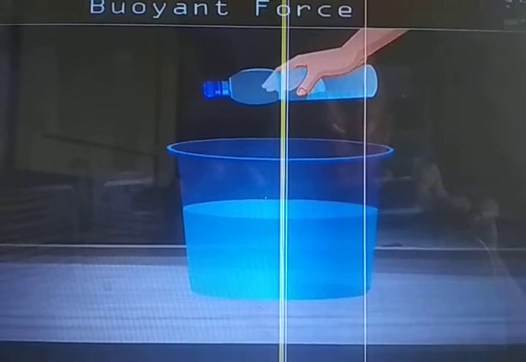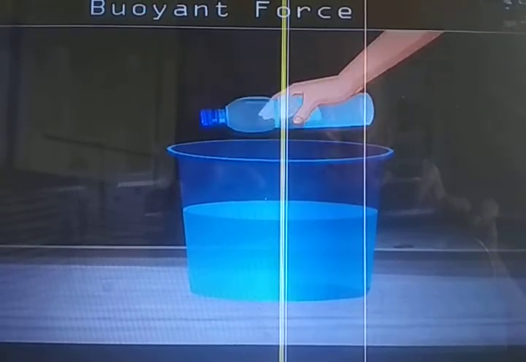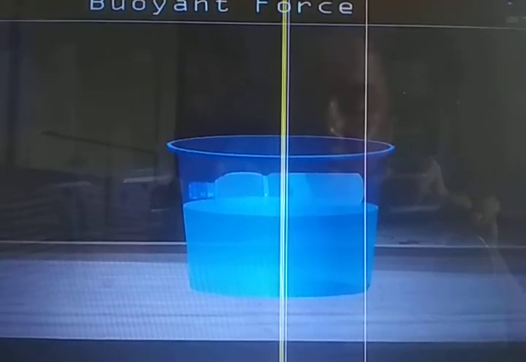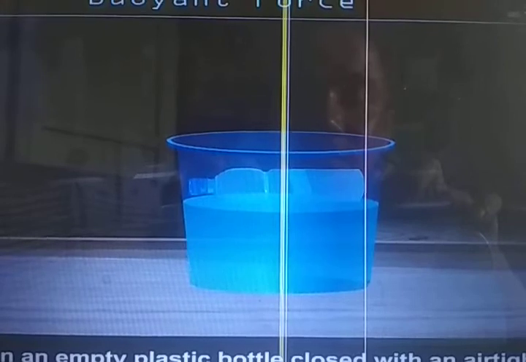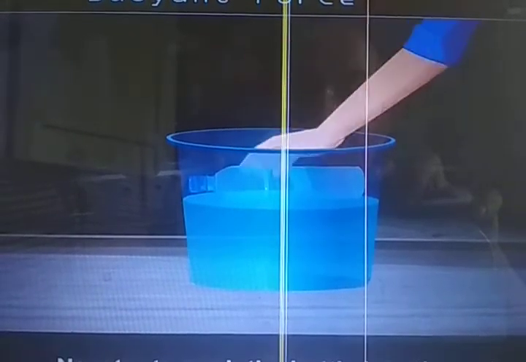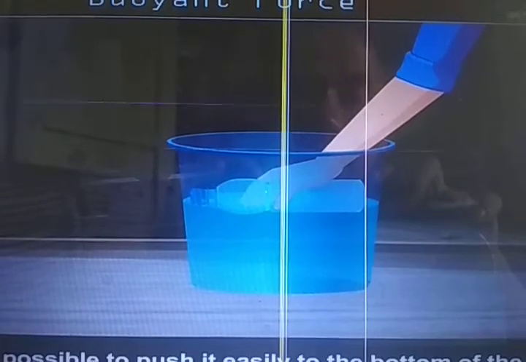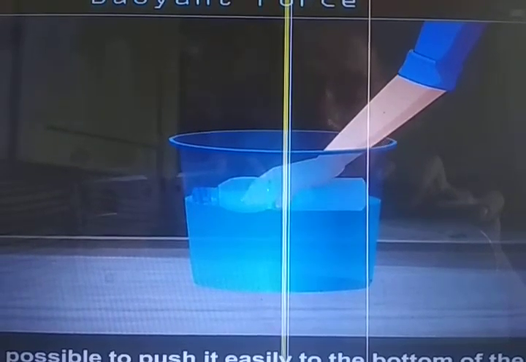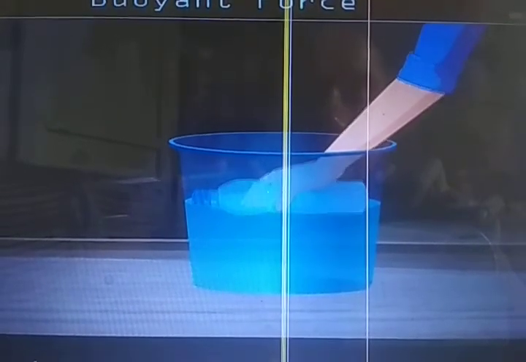Now you take an empty bottle again, close tightly with the stopper and put it in the bucket. And what did you observe here? Yes, it is floating. It is floating on the water. Then if you try to push the bottle down, then you will feel some force acting upward again.